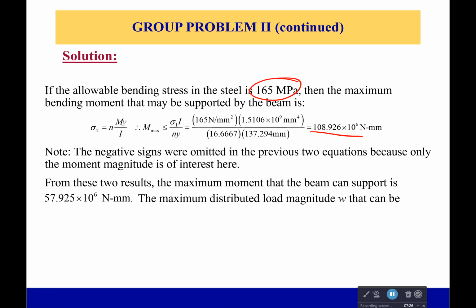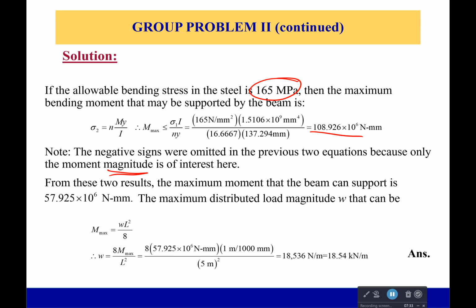If you're wondering why we kept out the negative sign, it's simply because we only cared about the magnitude here. Oh, I almost forgot. Since this is the highest bending moment, we can then use that in our little max moment equation to solve for the biggest distributed load, which will be 18.54 kilonewtons per meter.